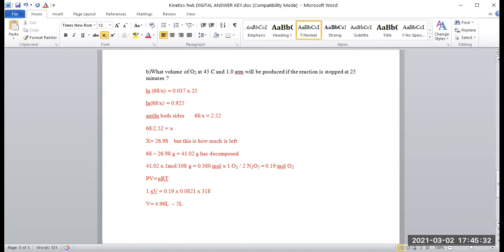This is the one that I gave you a little hint for, in that you need the ideal gas law to finish off this problem. Put it into PV equals nRT, solve for V, and you get approximately 5 liters. So we've got 3 pieces that are all pulling together here. We've got kinetics and stoichiometry and a little gas law.